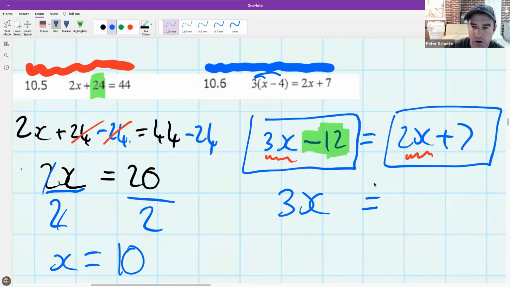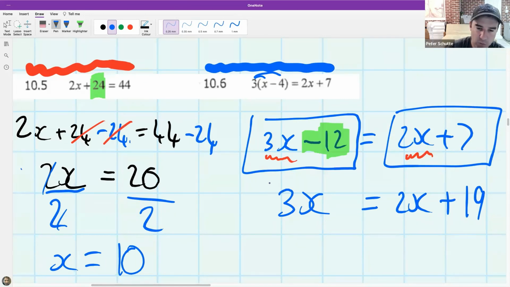Okay, add 12 to both sides. What do I end up with on the right-hand side? Okay, guys, let's keep the chat focused on the maths. So if I add 12 to the right-hand side, I've still got my 2x, but then 7 plus 12 is going to give me 19.